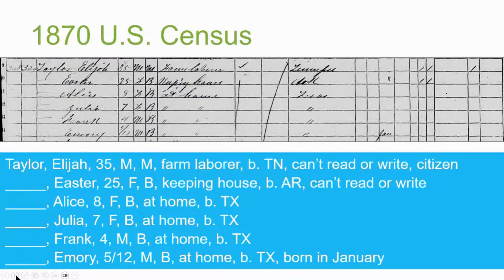This record doesn't tell me how the people in the household were related, but it sort of looks like Elijah and Easter may have been living as a married couple and were the parents of the children. At this point, that is only a hypothesis, and I would need more information to prove or disprove that.